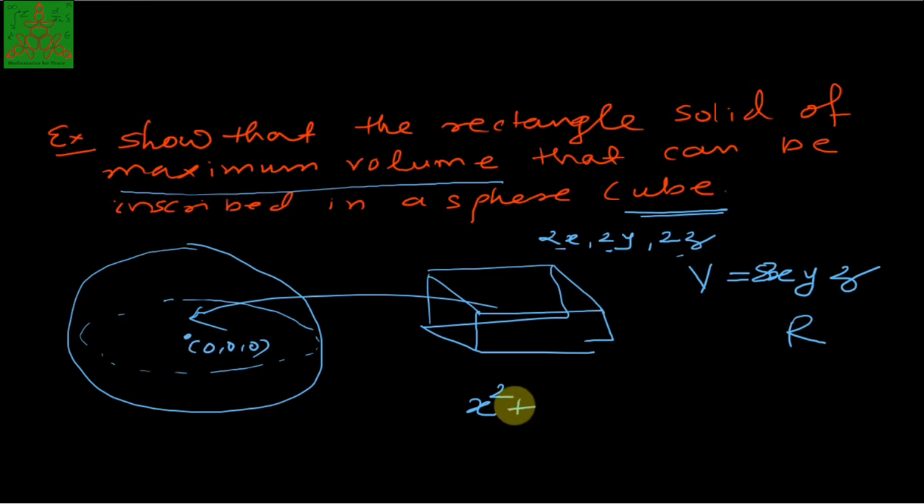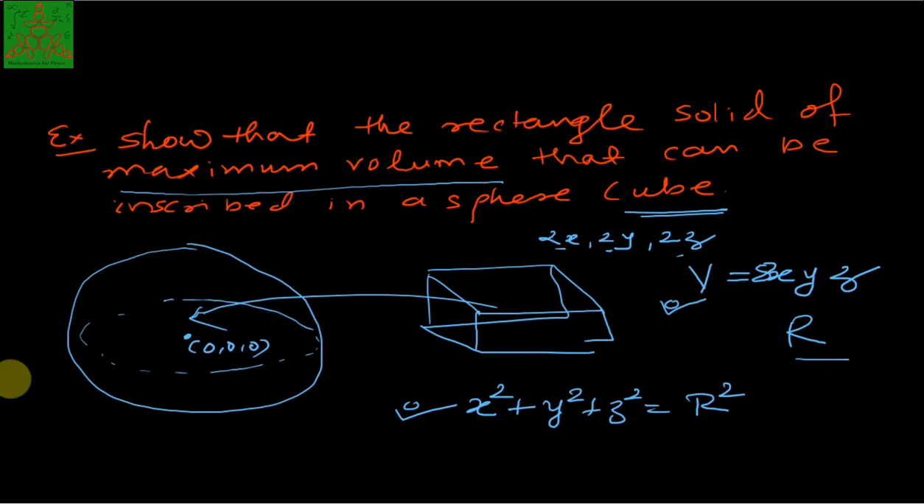So the equation of the sphere having center 0, 0, 0 and radius R, where R is a fixed parameter, is x square plus y square plus z square is equal to R square. This is the given condition, and you have to maximize the function V, which is 8xyz.